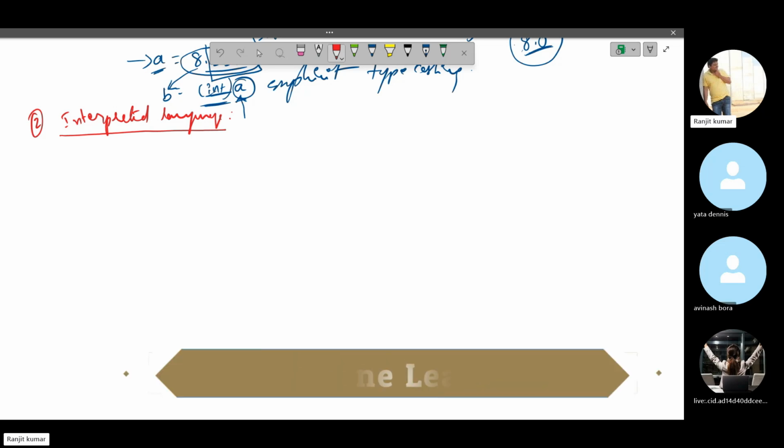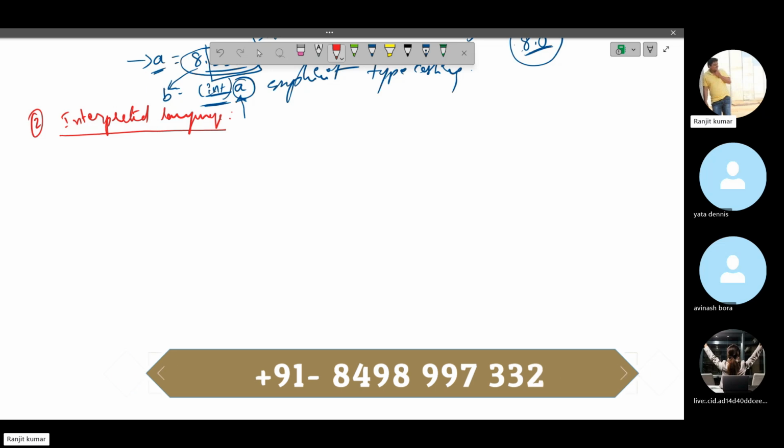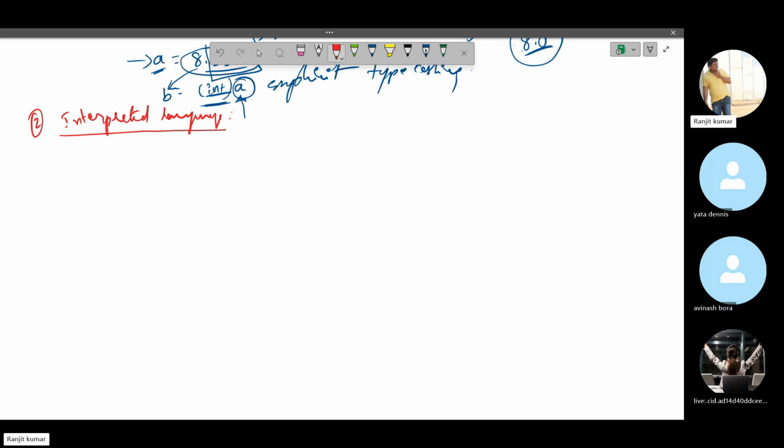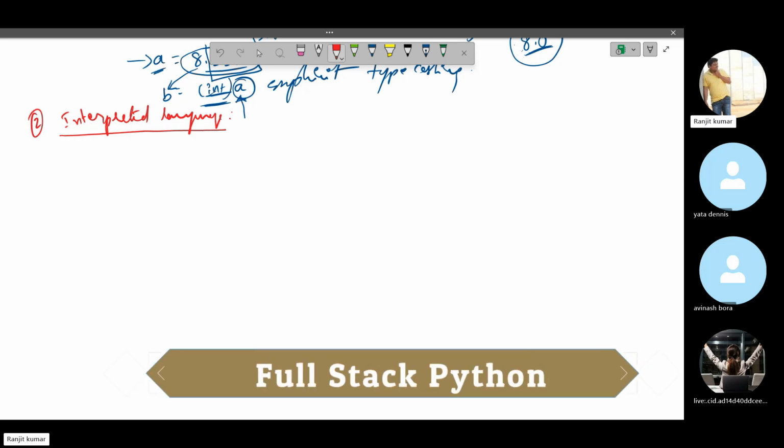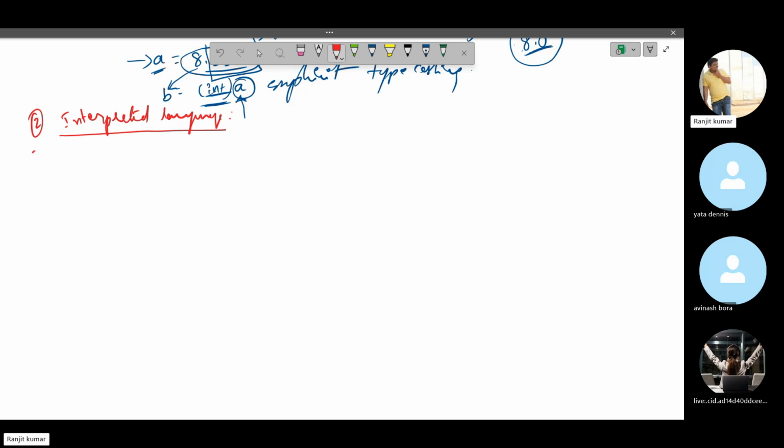Of course, there is a drawback. While it is executing line by line, if an error occurs in any particular line, it will stop there. It will never allow other lines to be executed. That's the drawback. So that's an interpreted programming language. Next, the third feature, can anyone explain to me?